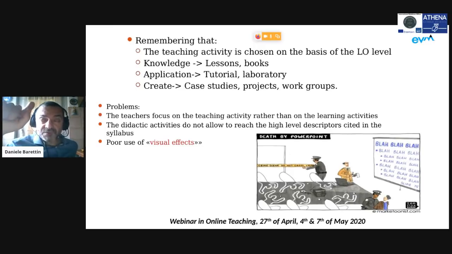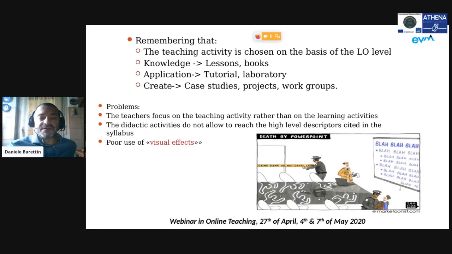And to put all the activity in didactic that could help the students according to the descriptor and the goals and the objective that you mention in your exam. And one of the problems sometimes, which I'm trying to avoid today, is a poor use of visual effect, as you see, and it's that by PowerPoint.